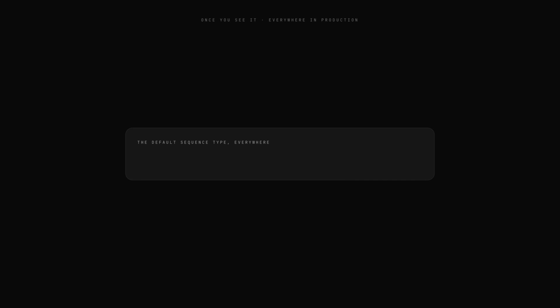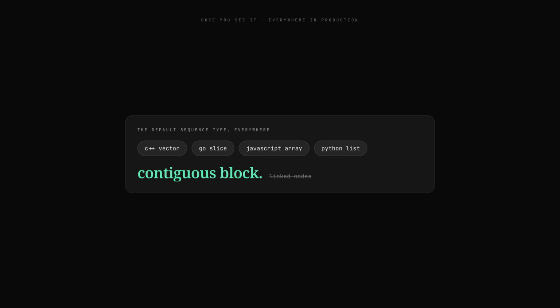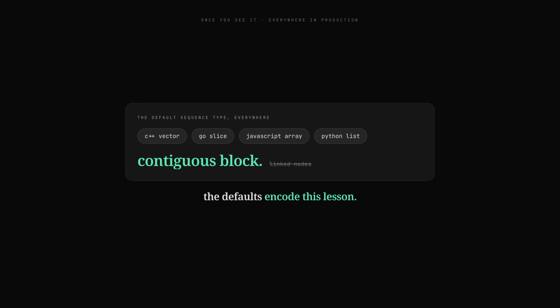The default sequence type in every mainstream language, a C++ vector, a Go slice, a JavaScript array, a Python list, is a contiguous block, not linked nodes. The defaults encode this lesson.